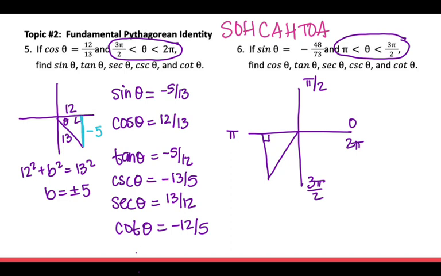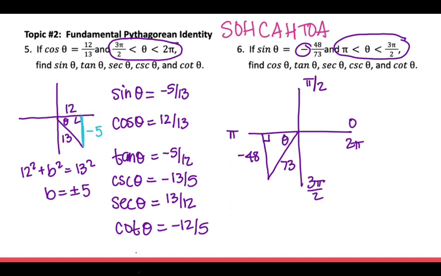The sine value is negative 48/73. So sine is opposite over hypotenuse. So I'm going to do negative 48 over here, and my hypotenuse is 73. Now, technically, this negative could go to the 48 or the 73, but what you need to remember is that your hypotenuse can never be negative. So that leg is going to be negative 48.